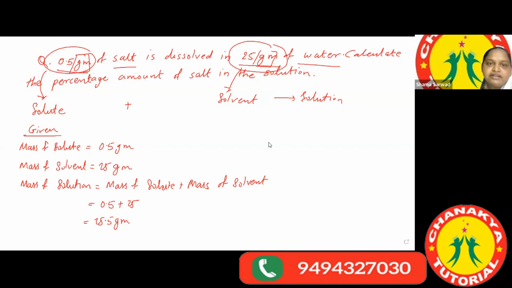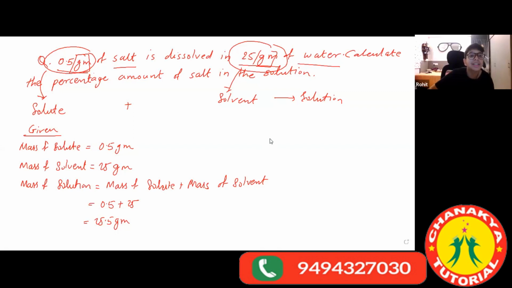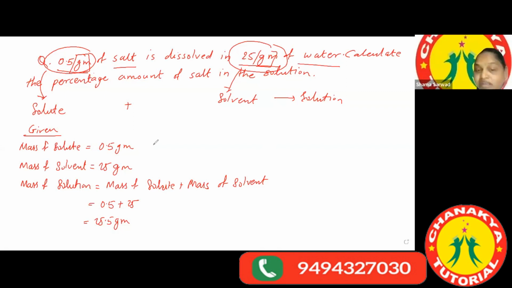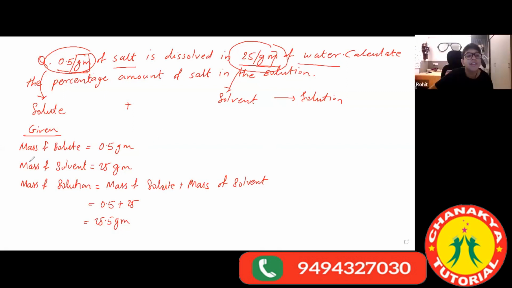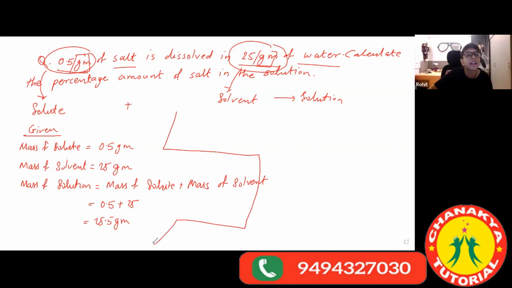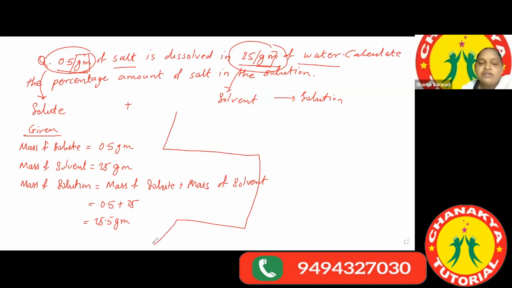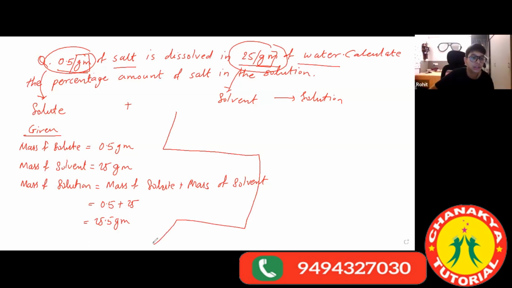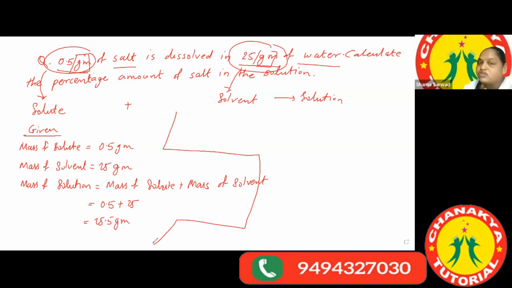Ma'am, isn't Jitendra's earlier answer the mass percentage? It asked in percentage, right? Yes, you have to calculate it, so we can't directly calculate 0.5 by 25 into 100. That 25 won't be the solution. That is the solvent. We have already discussed it. Don't take the amount of solvent for the division. You have to take the solution. Solution is what? Solute plus solvent.